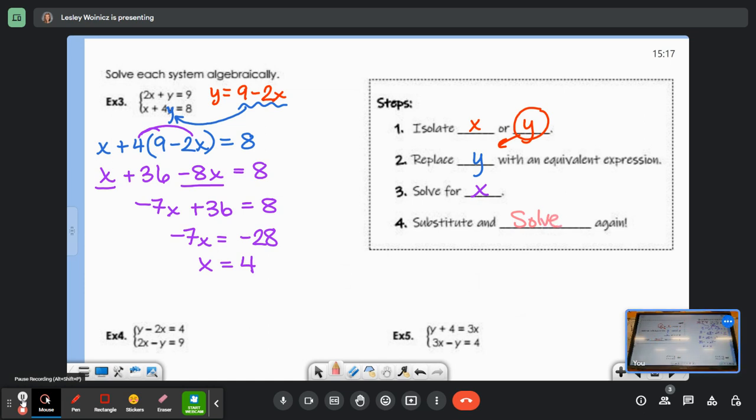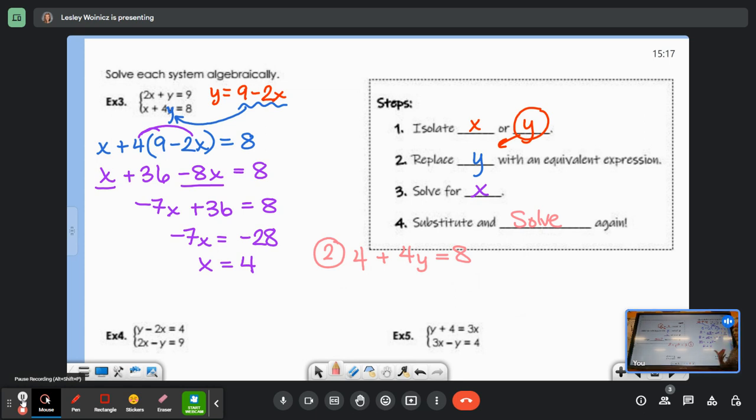So which one looks friendliest? Equation 1 or 2? 2? All right, well, what did we do last time? 1? I'm going to do 2 this time just to show you that you can do either. All right, so this says x plus 4y equals 8. And what do we know that x is? 4.